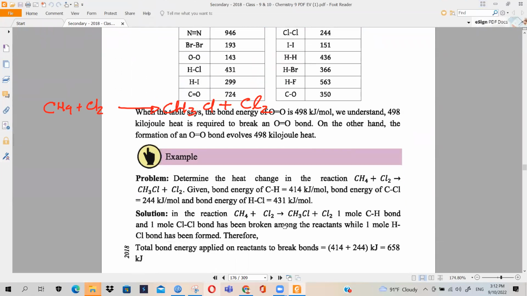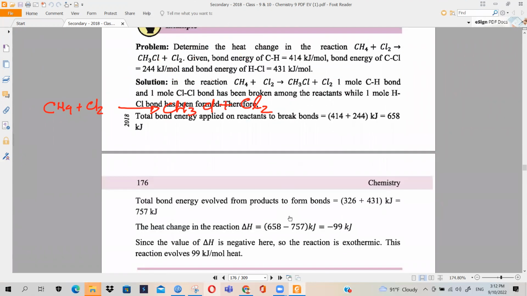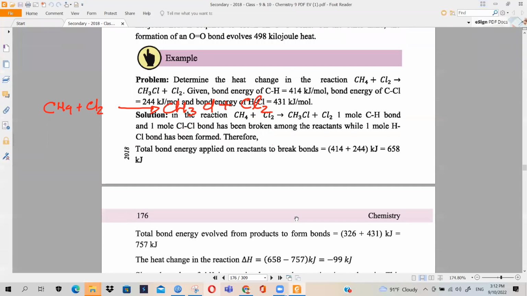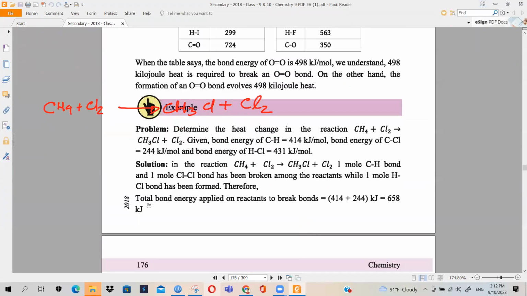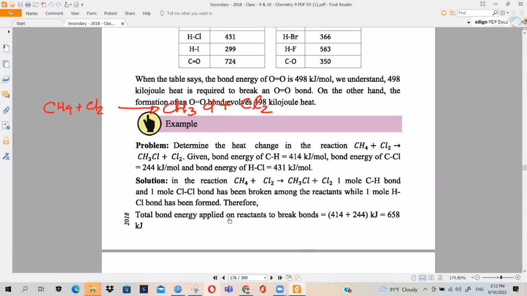CH4 plus Cl2 gives CH3Cl plus Cl2. How is that even possible? One more CH bond and one more Cl bond has been broken, and one more HCl bond has been formed. Don't we need to do balancing? Okay, CH4, CH4.